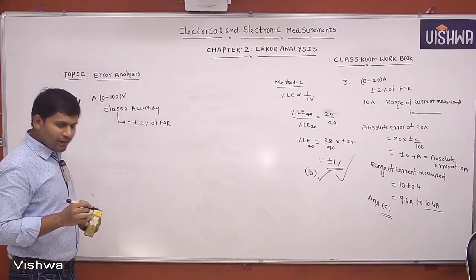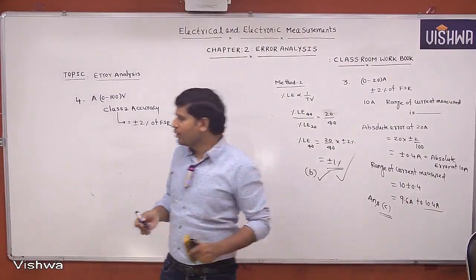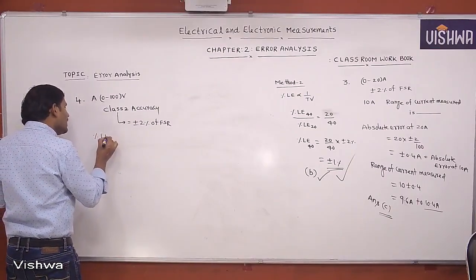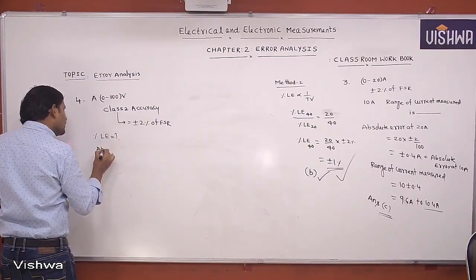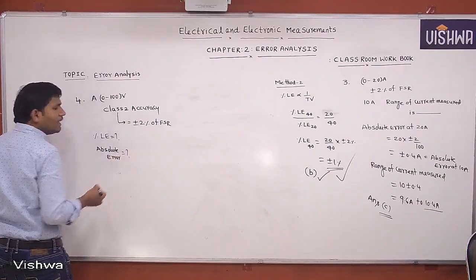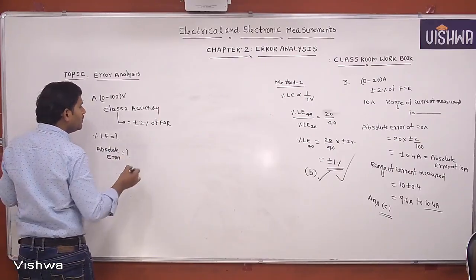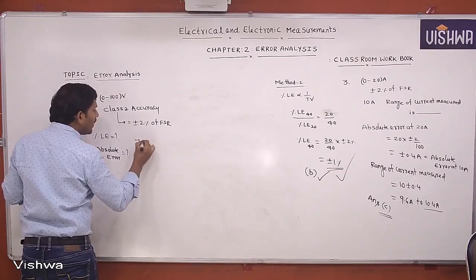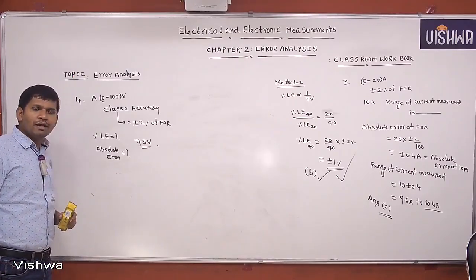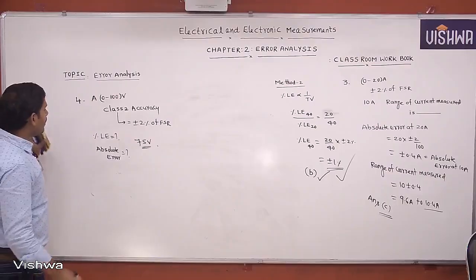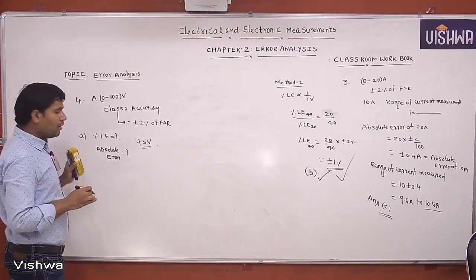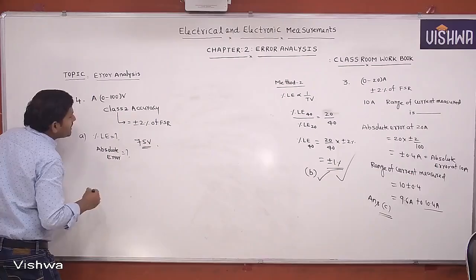Then calculate the percentage limiting error and absolute error in the measurement of 75 volts. This is the question in this problem. Clear? What are the percentage limiting error and absolute error in the measurement of 75 volts?